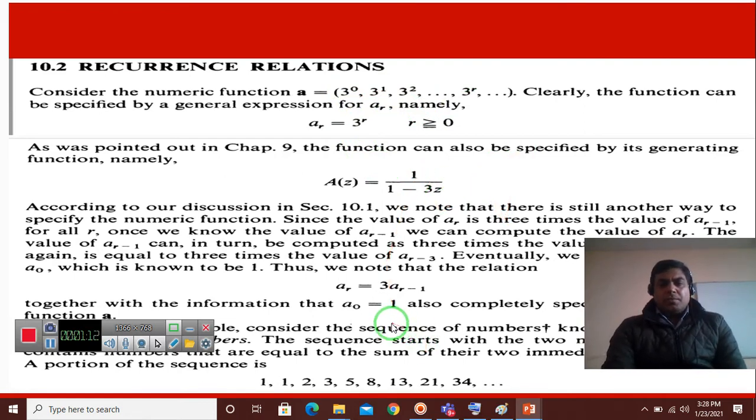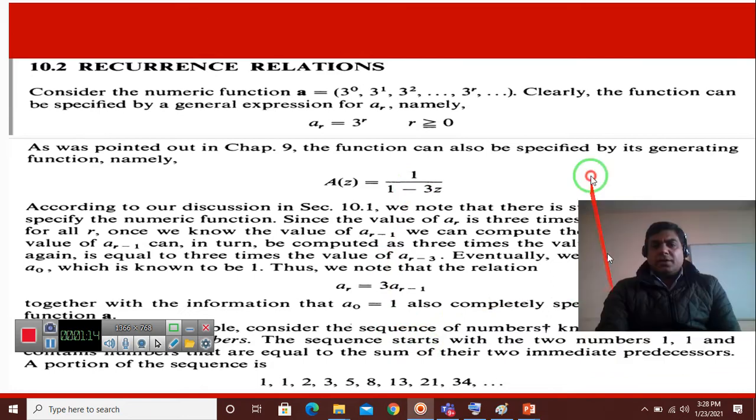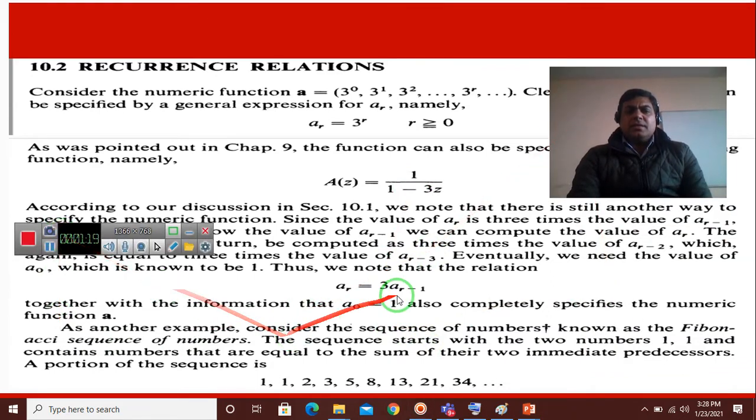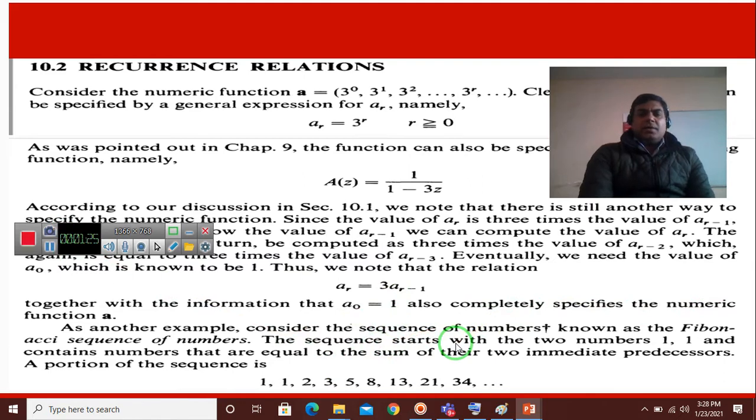So now we are going to generate a different type of sequence, as you have studied in the C language: the Fibonacci sequence. Recurrence means that if you want to calculate the next term, then the previous term should also be calculated.